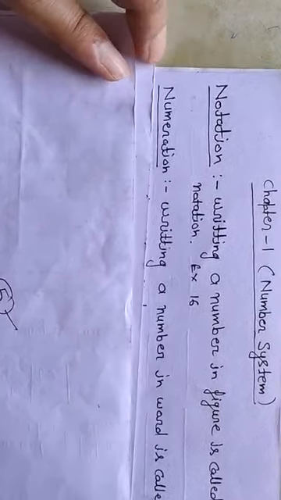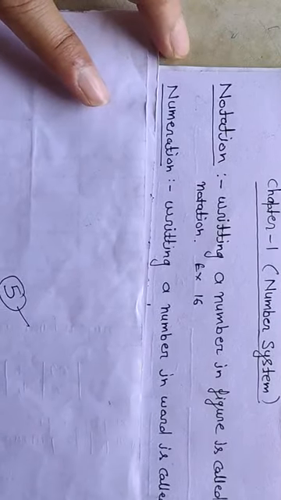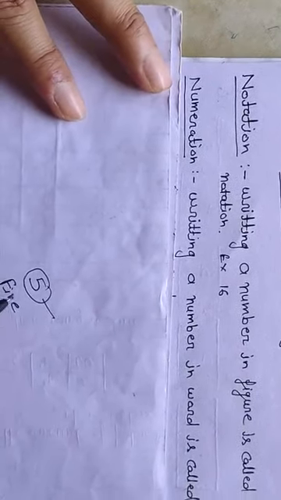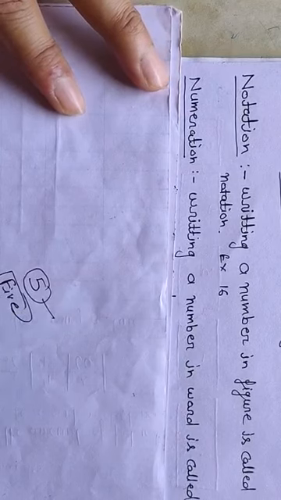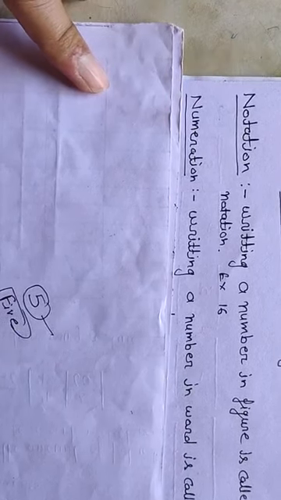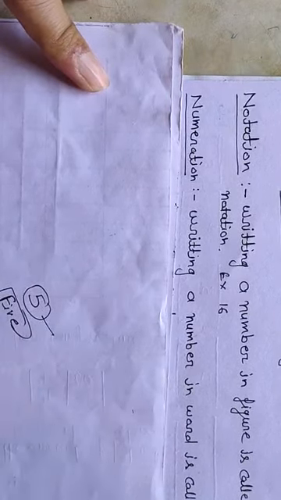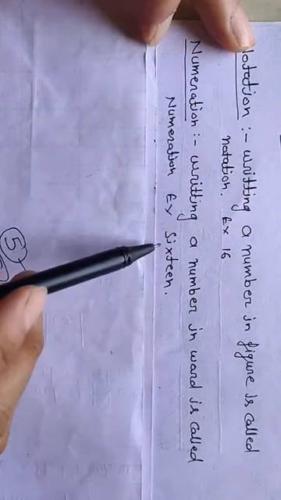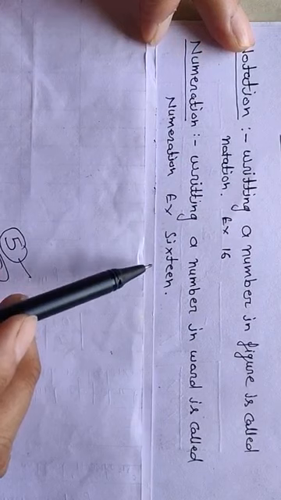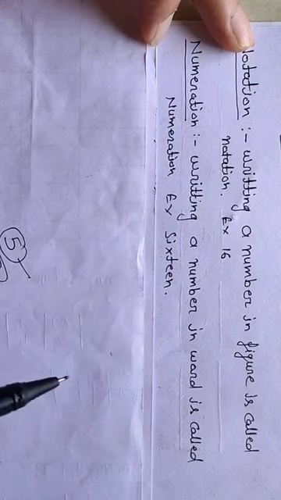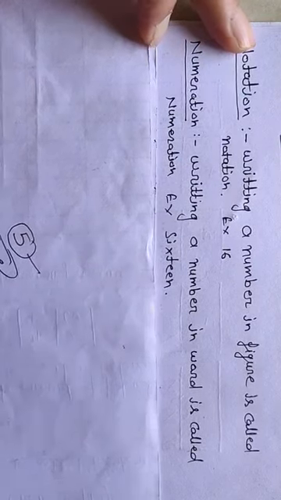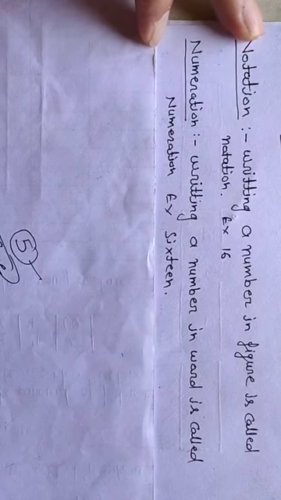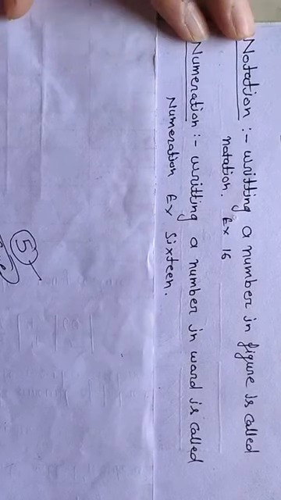And next is numeration. Writing a number in words, for example, FIVE, shows the numeration. So writing a number in words is called numeration. For example, 16, 5, 15, 200 written in words is numeration. If we write any number in figures, then it is called notation.